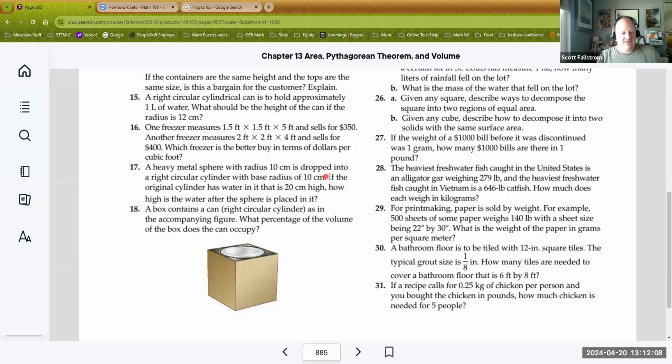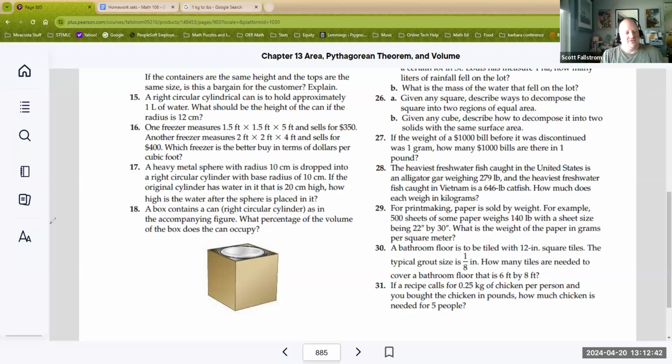A heavy metal sphere with a radius of 10 centimeters is dropped into a right circular cylinder. If the original cylinder has water that is 20 centimeters high, how high is the water after the sphere is placed into it? So take a moment. The heavy metal sphere is going to sink to the bottom, and it's going to displace that volume. What is the volume of that metal sphere? And turn that into, let's say, cubic centimeters. And then see how high it is going to go up, because that volume should go up overall. And again, you're dealing with a right circular cylinder.